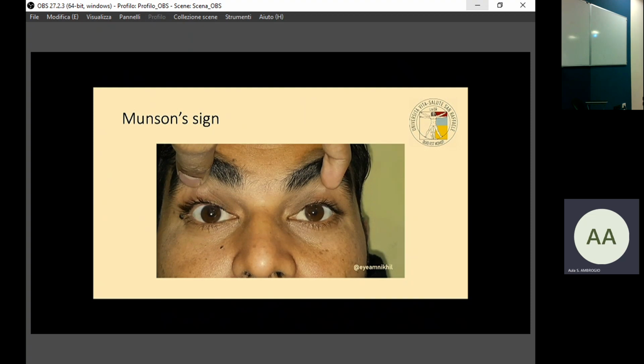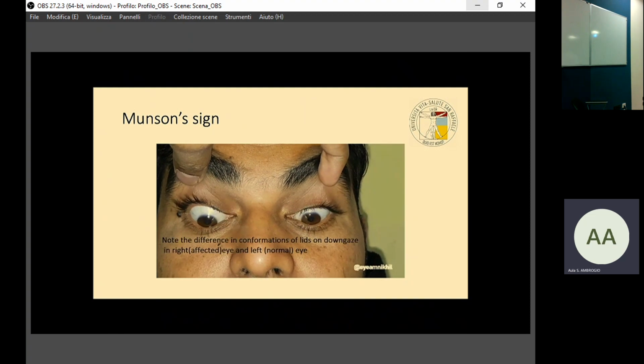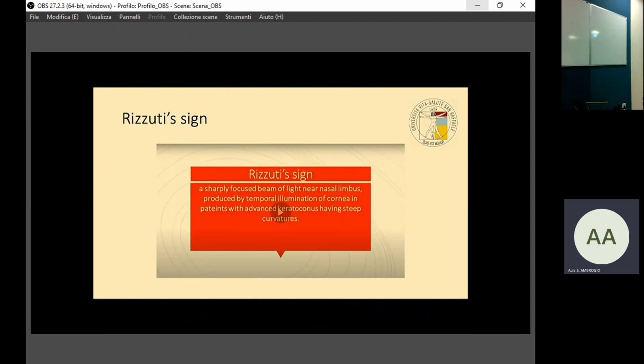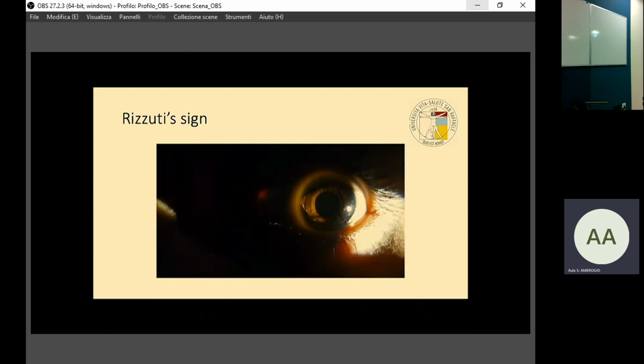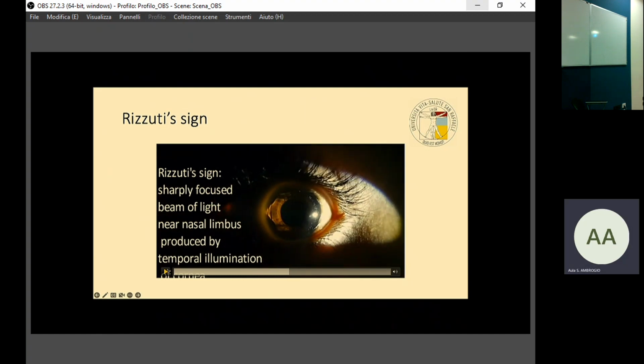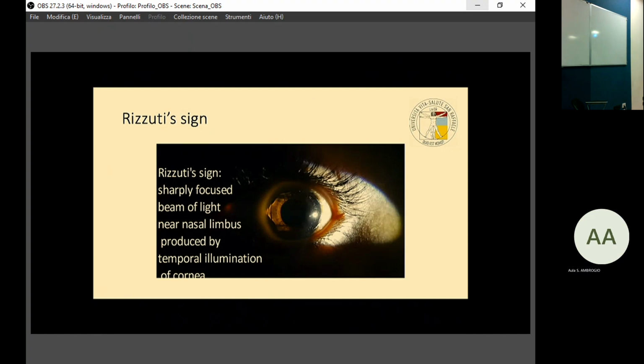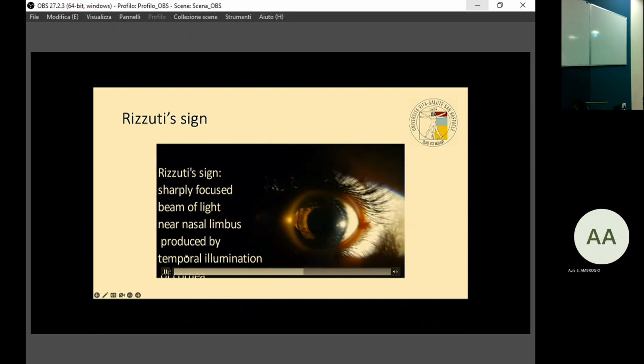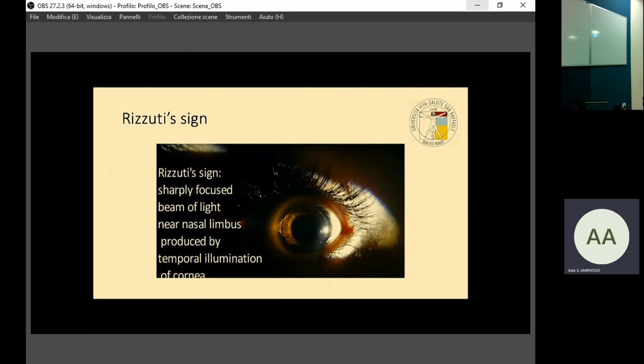And this is, of course, proportional to how much the disease is advanced, because in more advanced disease, we also have a greater protrusion of the lower eyelid. But also we have other clinical signs. So in this case, we're using a light on the temporal side of the cornea. And as we can see, there is an interesting bright light on the nasal side of the cornea, which is related to the conical deformation of keratoconus. And this is also known to be the Rizzuti sign. There's this beam of light on the nasal side.